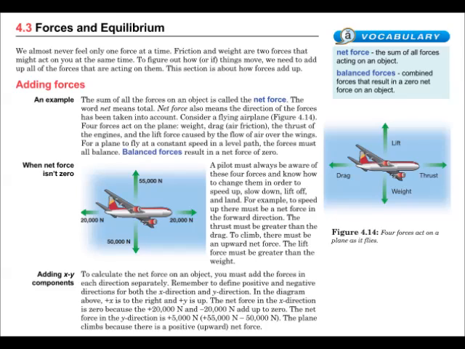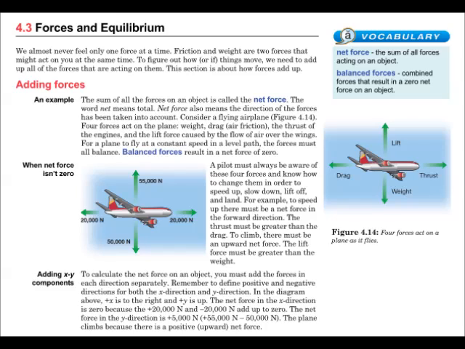and equilibrium. We almost never feel only one force at a time. Friction and weight are two forces that might act on you at the same time. To figure out how or if things move, we need to add up all the forces that are acting on them. This section is about how forces add up. The sum of all the forces on an object is called the net force.